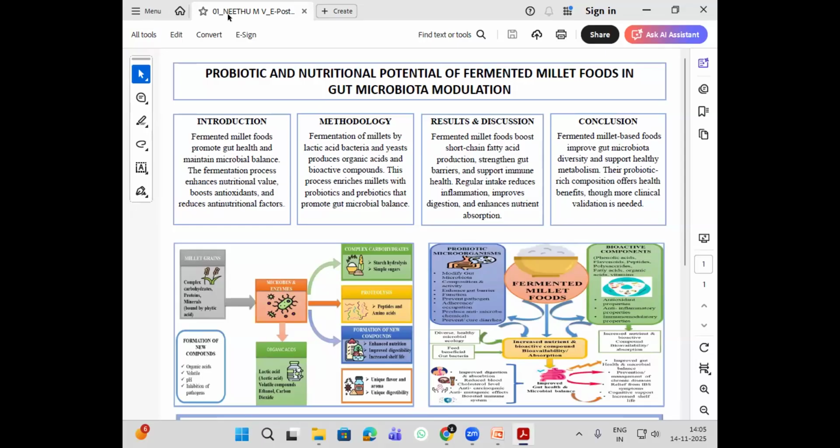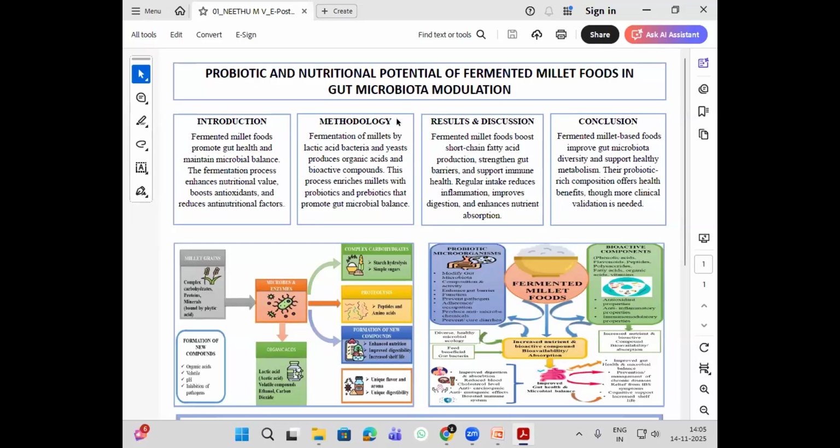Good afternoon. Myself, Neetu. I am a PhD scholar at Amity Institute of Pharmacy, Amity University, Madhya Pradesh, and I am also working as an assistant professor in Medicine College, the Pharmaceutical Services, Kerala. My poster presentation topic is probiotic and nutritional potential of fermented millet foods in gut microbiota modulation.